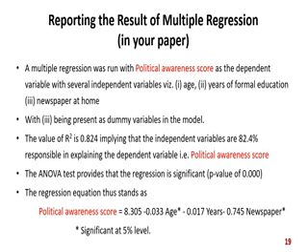Here you see how we place the report. We tell about the dependent variable and the independent variables. Like we say, a multiple regression was run with political awareness score as the dependent variable and several independent variables like age, years of formal education, and newspaper at home, with the latter being present as a dummy variable in the model. So newspaper at home is a dummy variable. The value of R square is 0.824, implying that the independent variables are 82.4% responsible in explaining the dependent variable, that is political awareness score.